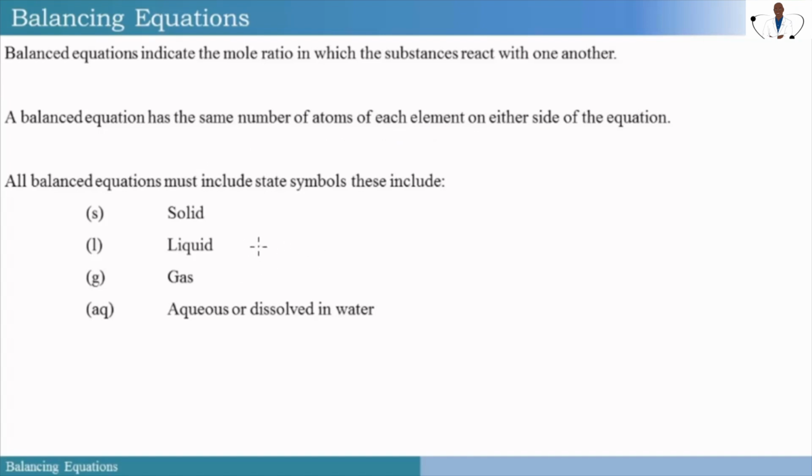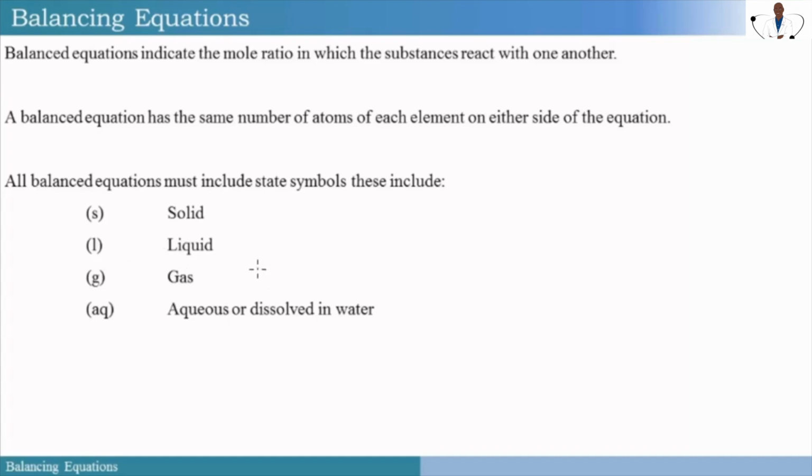So if an atom or a compound is a solid, you put a small s in brackets for solid. If it is a liquid, you put a small l in brackets. For gases, we put a g in brackets. And if we have an aqueous salt, we put aq in brackets.